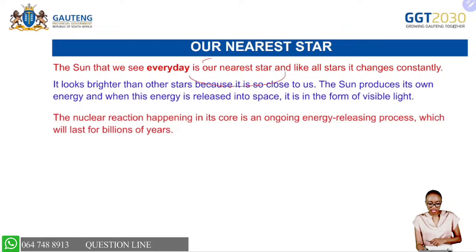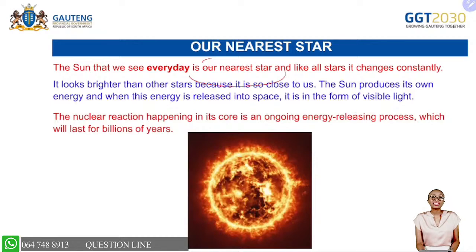So the nuclear reaction happening in its core is an ongoing energy releasing process which will last billions of years. Do you remember from our previous lesson how that reaction happens? It's a nuclear reaction between four hydrogen nuclei to produce one helium nucleus. And that is a very powerful reaction. That reaction produces heat and light energy, the light that we need to survive, as well as the heat to make sure that our water is liquid.